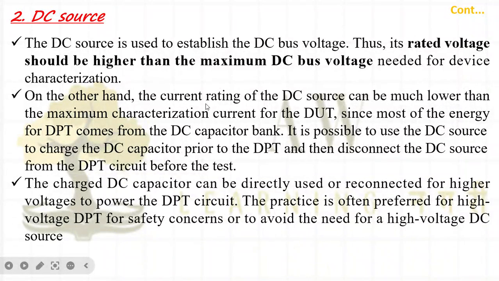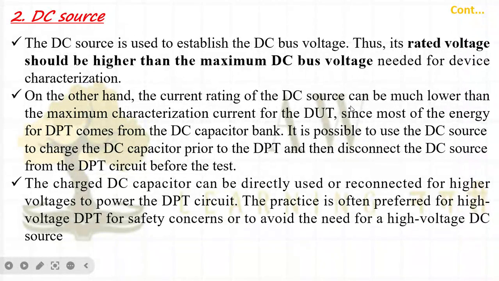Second thing, on the other hand, the current rating of the DC source should be much lower than the maximum characterization current for the device under test. In the device datasheet they will mention the maximum current requirement and the minimum current requirement. So what is my requirement for the DC source?